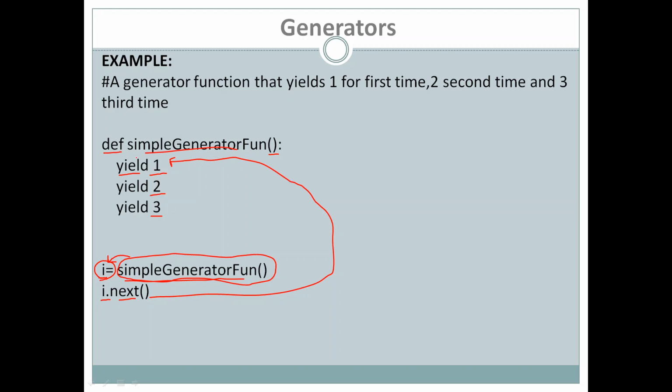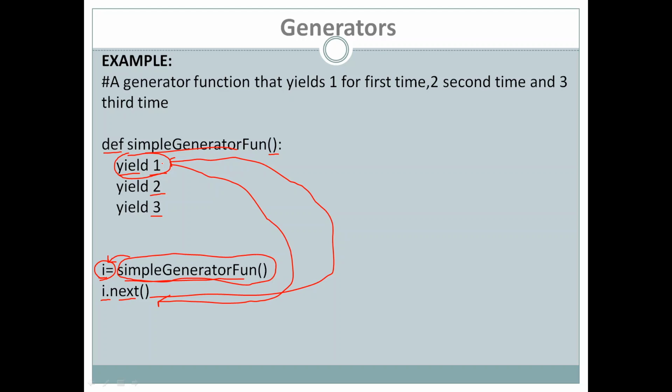So the first statement is yield 1. That means this statement will return the value 1 back to the calling function. So we have called it from here, so the 1 is returned for the first time, and a generator function always stores the state of a function. The state of a function will not be cleared immediately after returning the value.